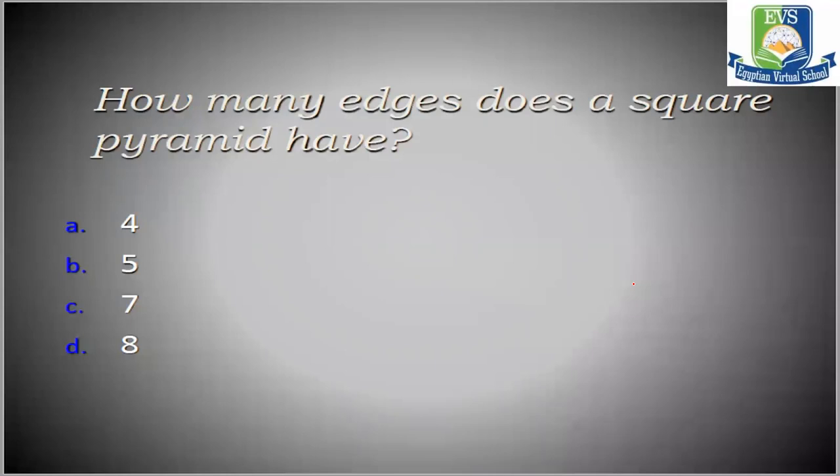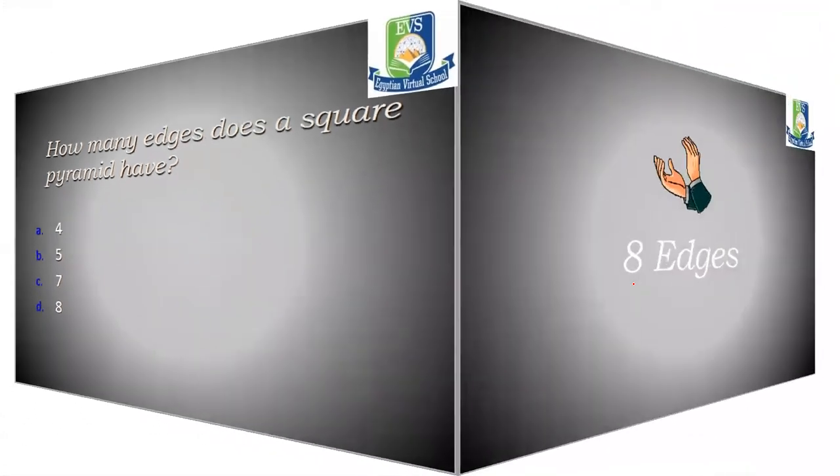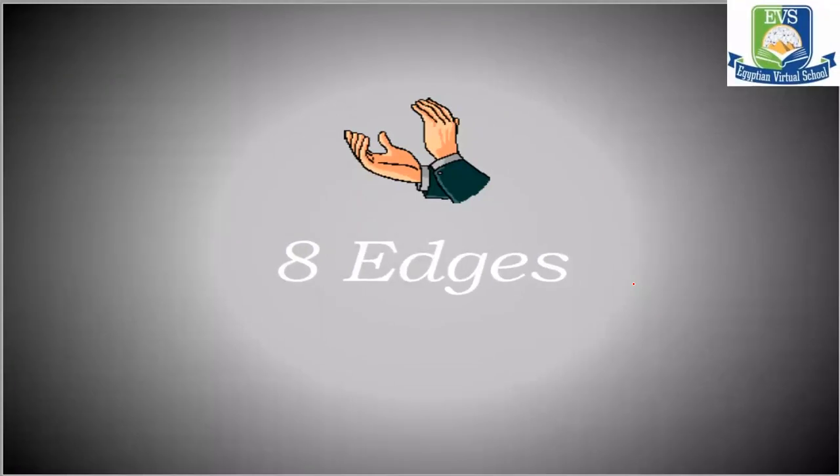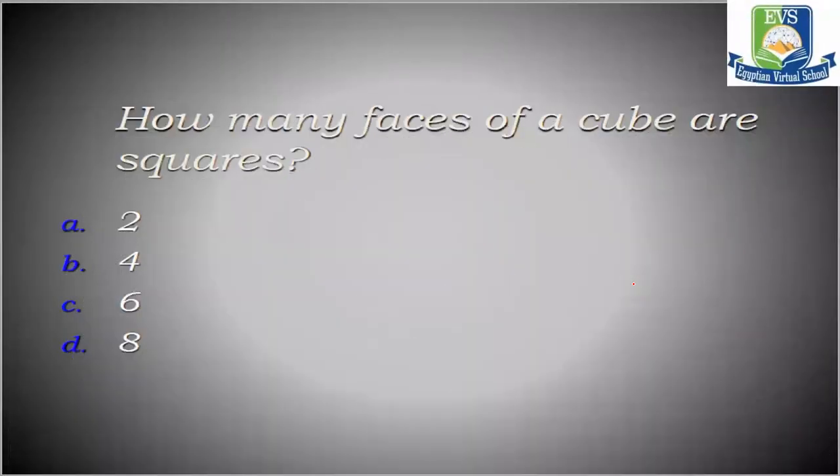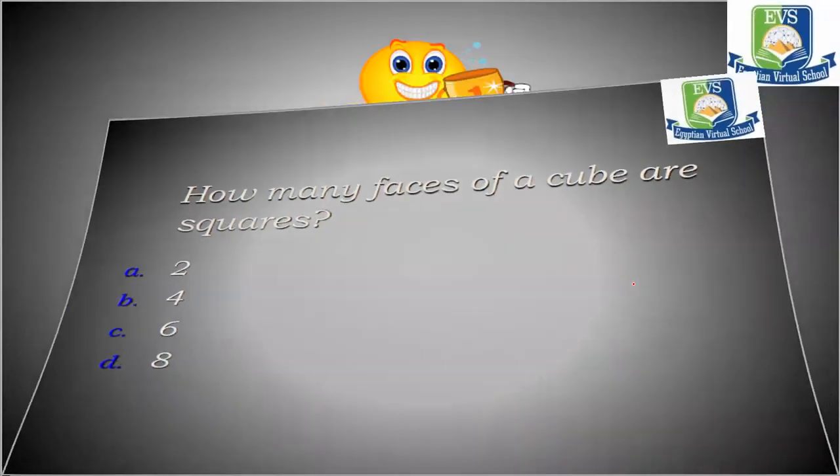How many edges does a square pyramid have? Can you remember? It has 5 faces, 5 corners, and how many edges? 8 edges. Yes, excellent. How many faces does a cube have? From 1 to 6. Yes, excellent. 6.